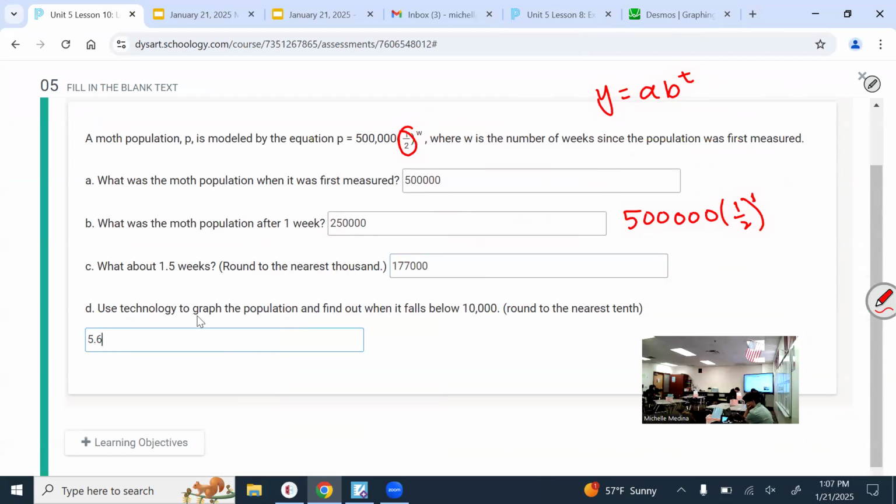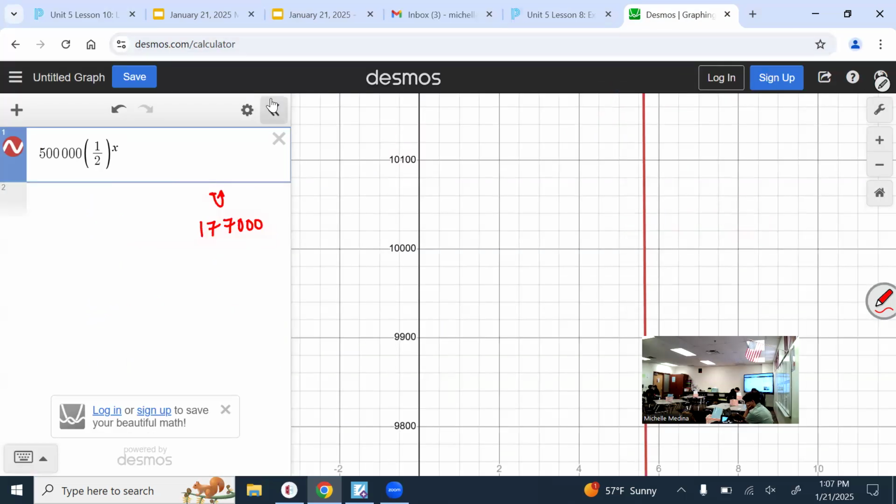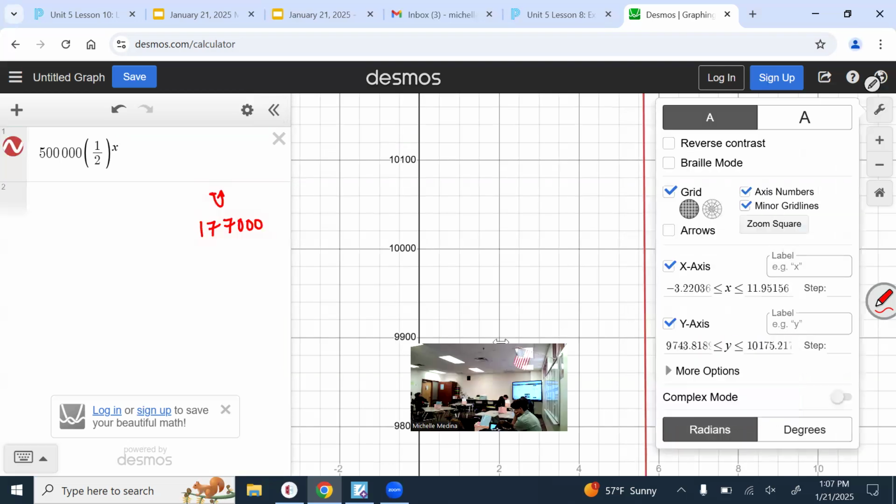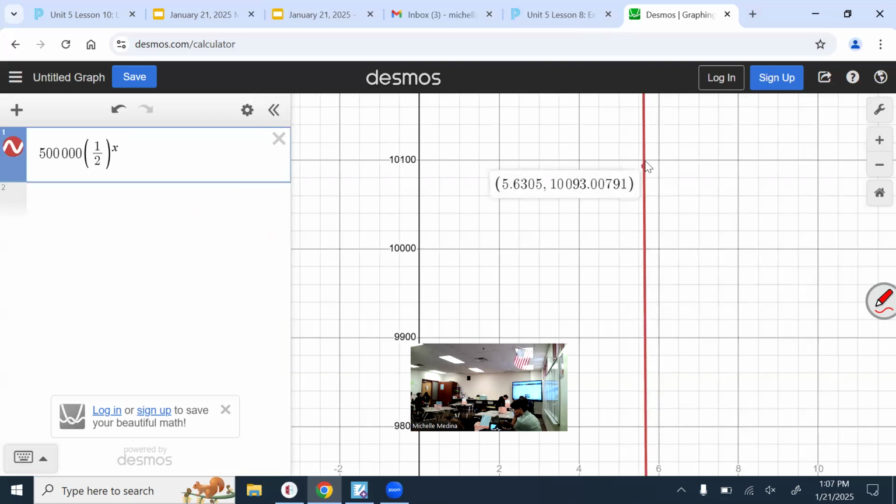So for that last one, for graphing technology, you just type it in, use X's instead of the W. I adjusted the window so that I could see near the 10,000 a bit better. And then I just clicked and dragged until I got close. And rounding to the nearest tenth would be 1 decimal spot. So that's about 5.6 consistently.